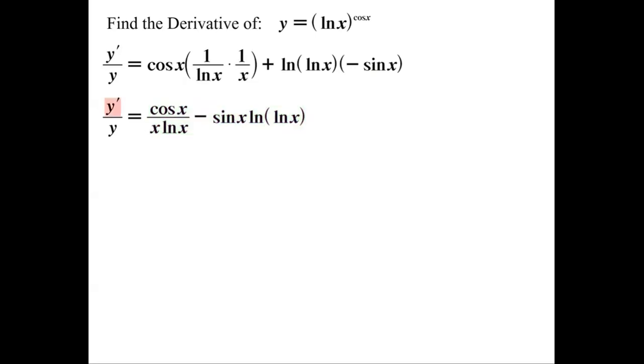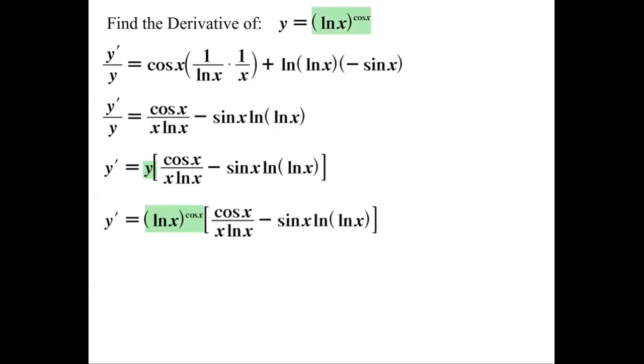After we have taken the derivative of both sides, we solve for y prime. So here we multiply both sides of the equation by y, and we have the following expression. Lastly, we substitute y with the initial expression we started with. Substituting the expression, we have that the final derivative is equal to the natural log of x raised to the power of cosine of x times the quantity cosine of x over x times the natural log of x minus sine of x times the natural log of the natural log of x. We could rewrite the right side of the expression by finding a common denominator and simplifying, but it's not really needed. All right, let's try the final example.